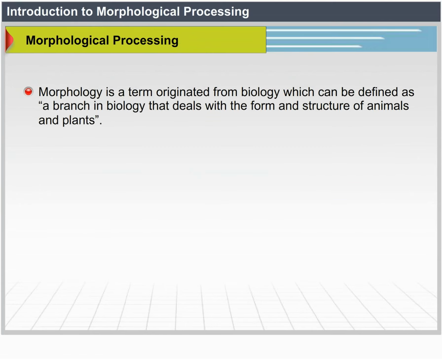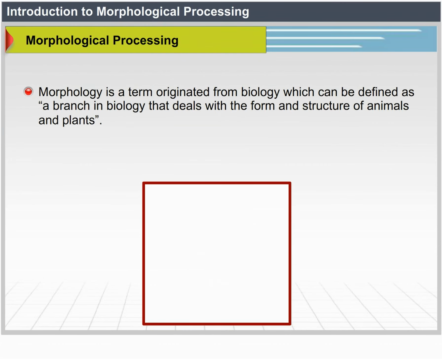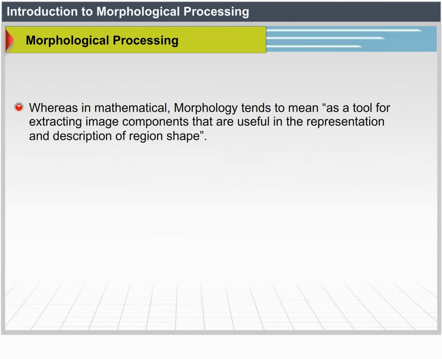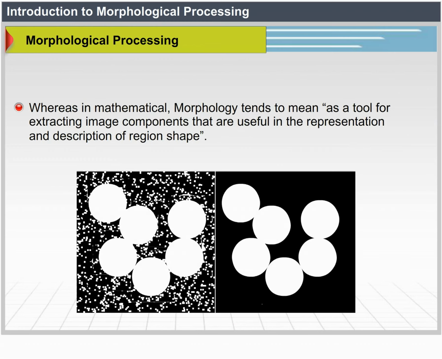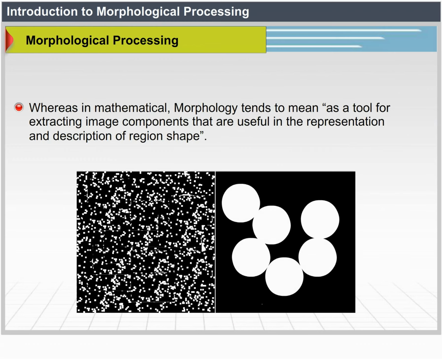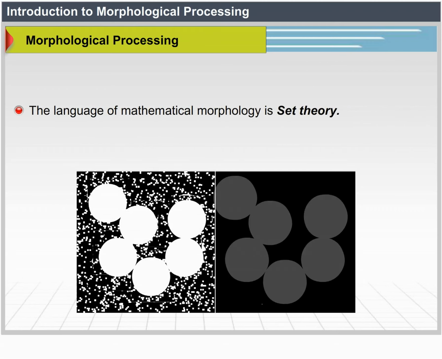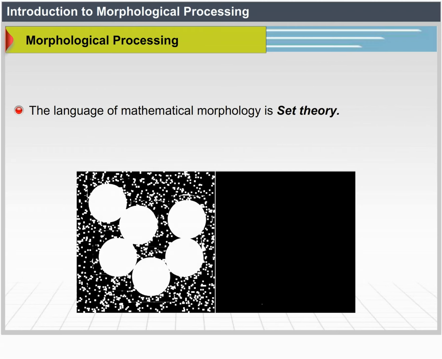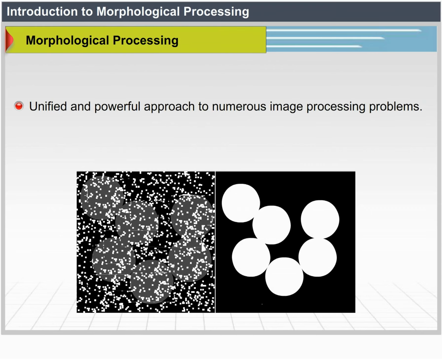Morphology is a branch in biology that deals with the form and structure of animals and plants. Mathematical morphology is a tool for extracting image components that are useful in the representation and description of region shape. The language of mathematical morphology is set theory, a unified and powerful approach to numerous image processing problems.